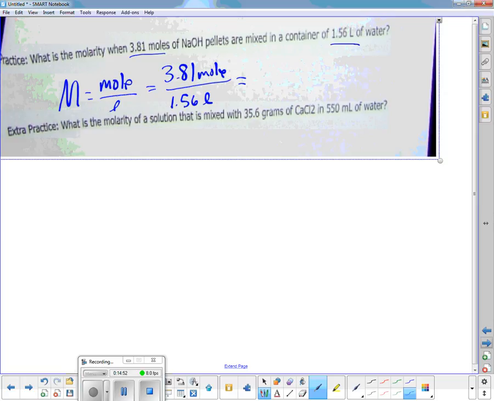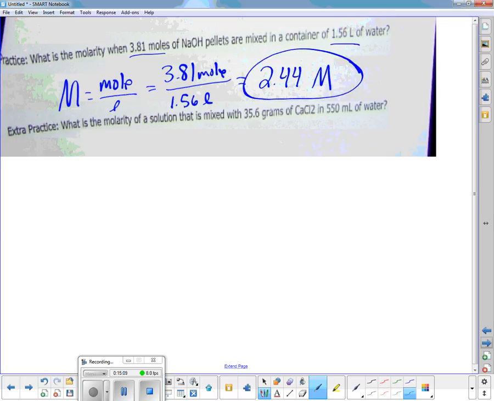3.81 divided by 1.56, 2.44, okay. And the symbol for molarity is a capital M with the points like mountains. Okay? All right, we'd circle our answer, of course, or square it, one of the two, so I can find it fast. The next one is, what is the molarity of the solution if I have this many grams of this in this?